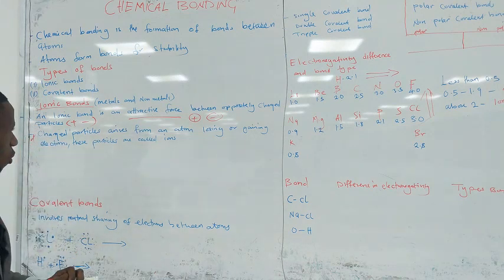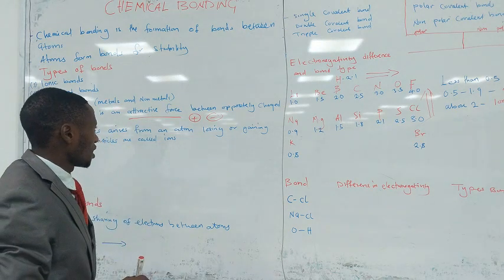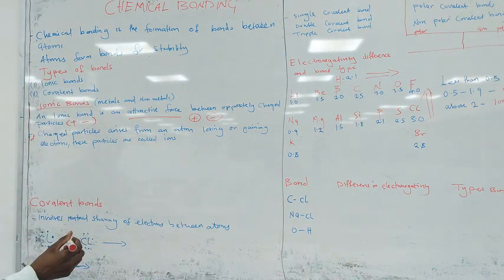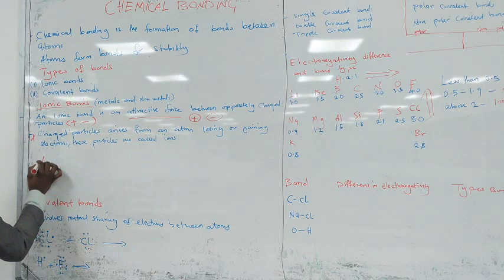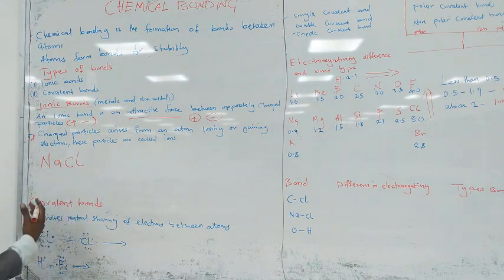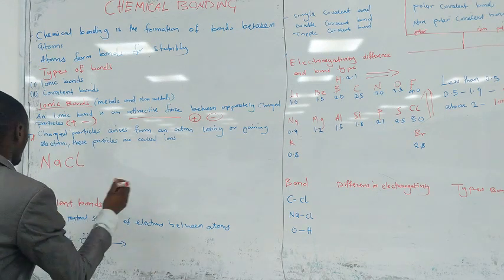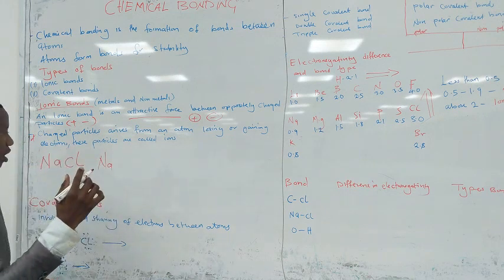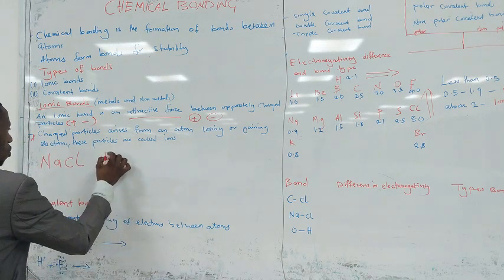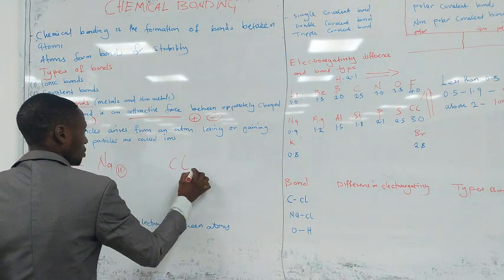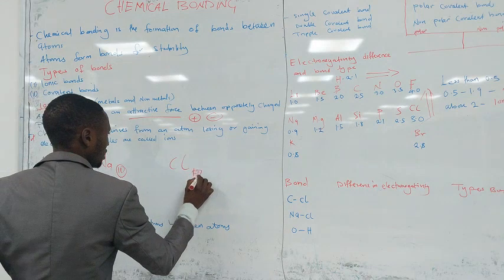Let's look at one critical example that will give us an understanding of ionic bonds. We're going to look at common sodium chloride, the one we call salt. How does this bond form? We shall start with sodium. Sodium has an atomic number of 11, and chlorine has atomic number 17.